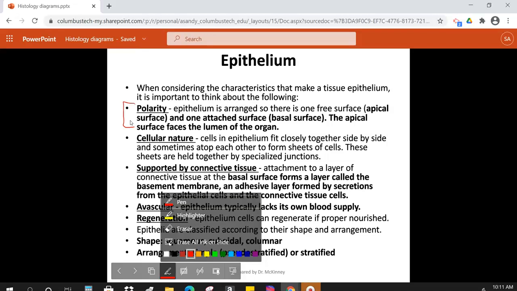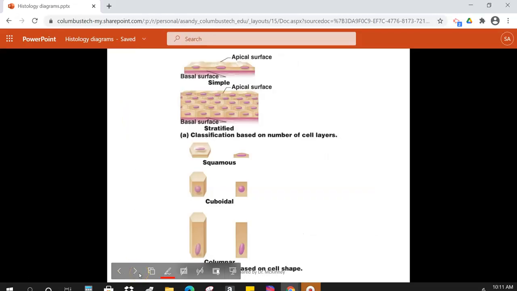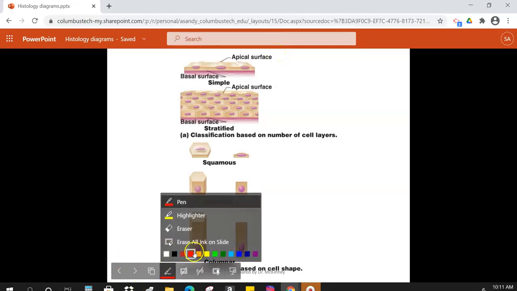So we will go to the next slide. Okay, so here, this is showing you just a flat sheet of epithelial cells, but we have the apical surface that is going to be free. It's not attached to anything. And then the basal surface is going to be attached to an underlying membrane. We see this in the lining of tissues specifically.